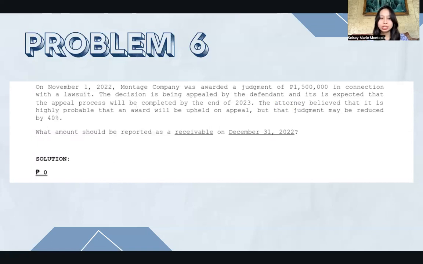As you can see on the screen, the answer is 0. Why is it 0? Contingent assets are only disclosed when probable and measurable. It is considered a contingent asset and it will only be considered probable and measurable if they were disclosed.